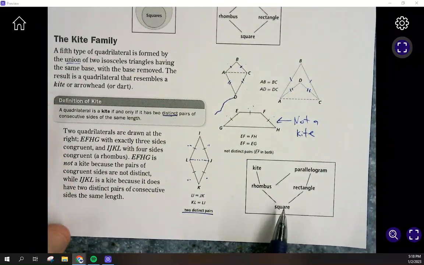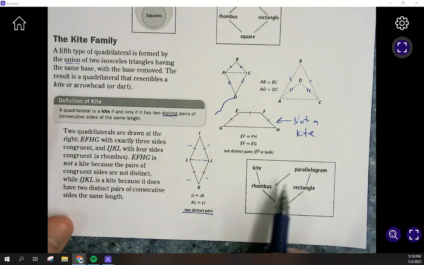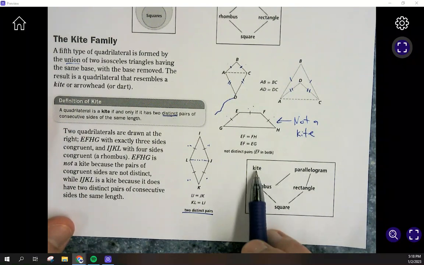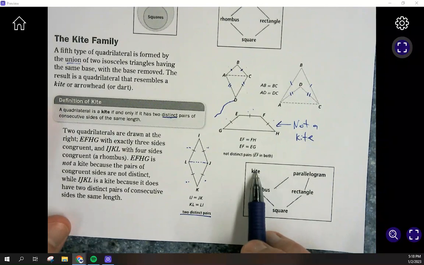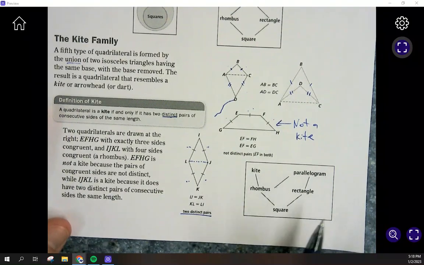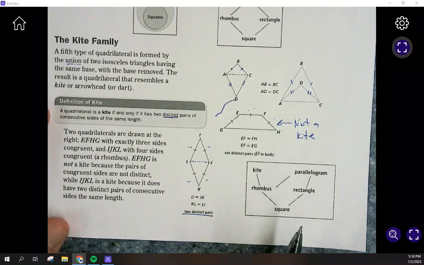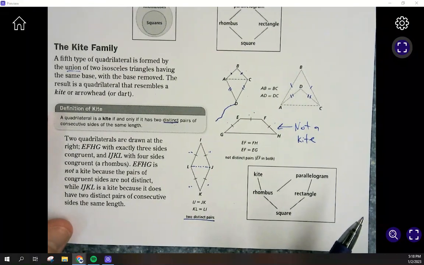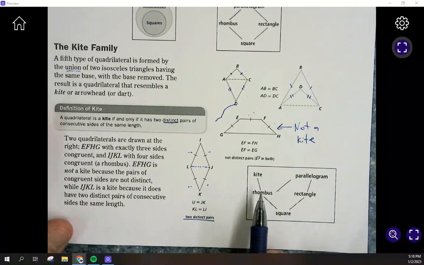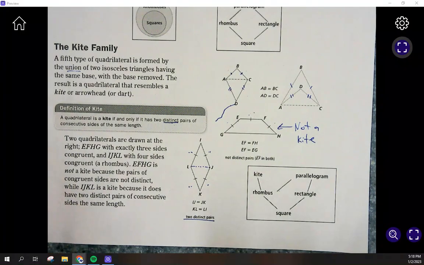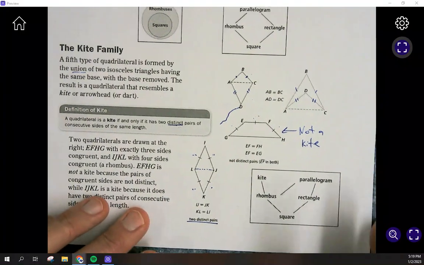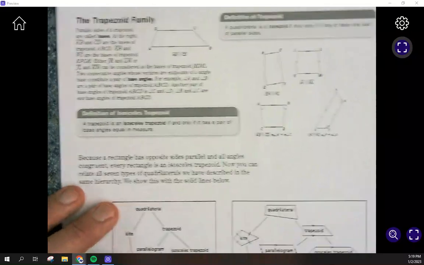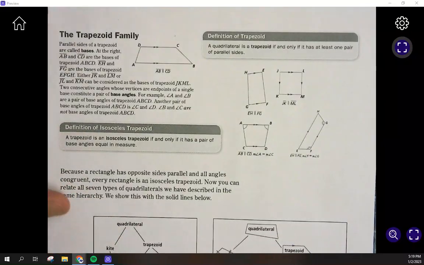So this can get confusing because squares and rhombuses are parallelograms, and they're also kites. And then there are kites that are none of these, and there are parallelograms that are none of these. And so you can see that's why we spend a whole section just on the classifications of these things, because it can be a little confusing trying to keep them all straight. Okay, so there is our kite. If you flip it over, the last one we're going to look at is our trapezoid family.